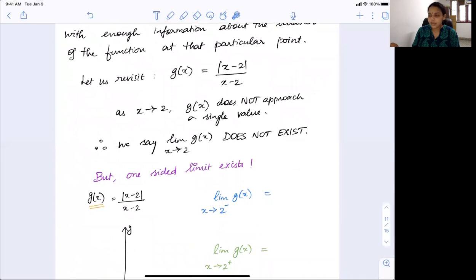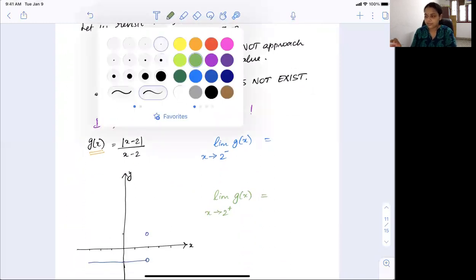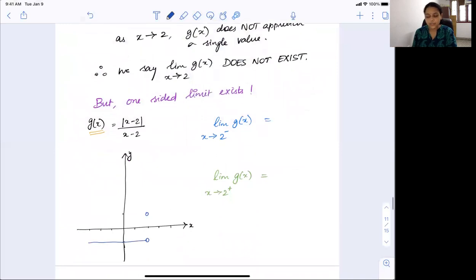Now, if we are given the function g of x is equal to mod of x minus 2 by x minus 2, now let's see how the graph of this function looks. So for all values of x less than 2, it's going to be minus 1. And for all values of x greater than 2, the function is going to have the value plus 1. And the function is undefined at x is equal to 2.